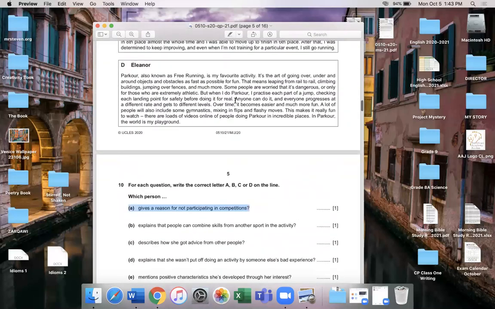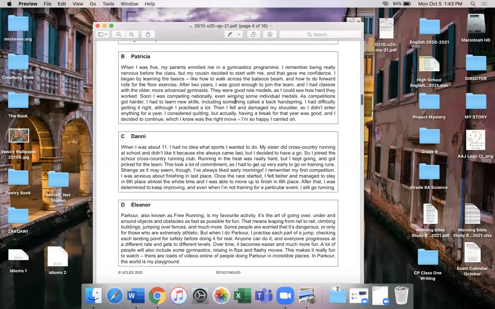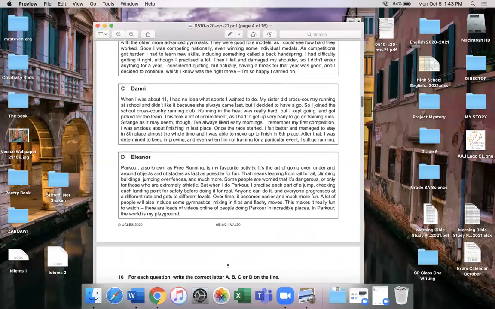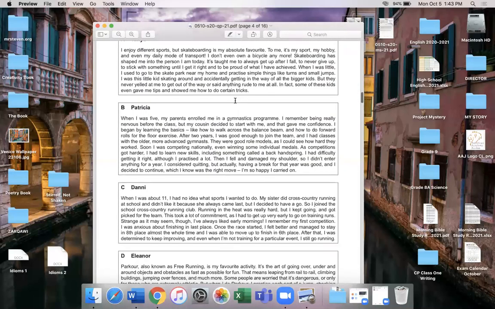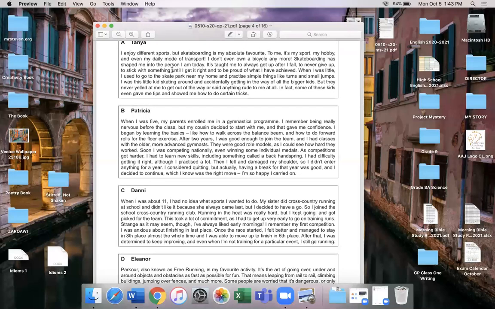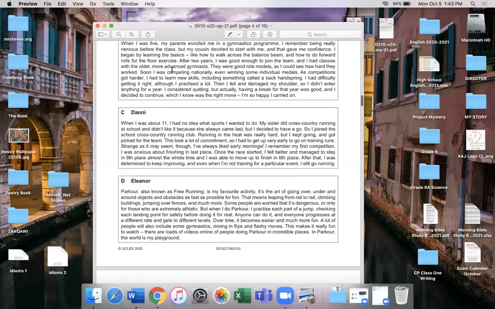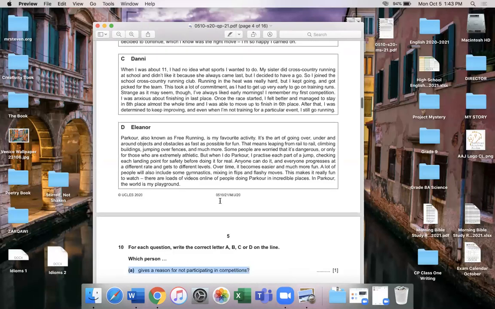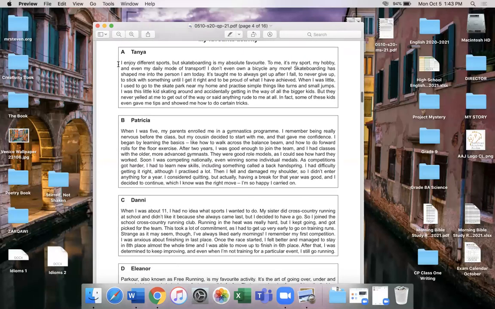I might read through all four of them again by skimming and scanning. So of course you're going to have to read these descriptions more than once, because when you go through the answers down here, when you're trying to answer, gives a reason for not participating in competitions, you're going to want to make sure you have the right answer.